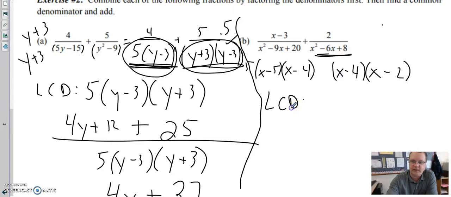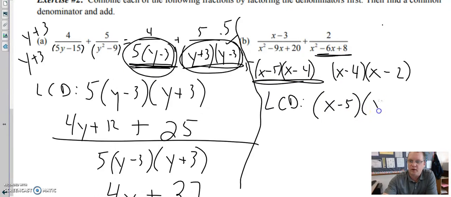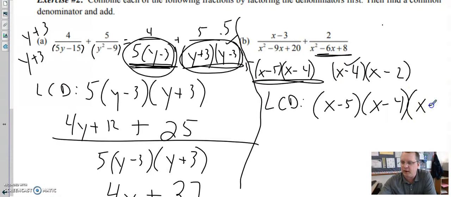So my LCD, I always start by just listing what's in the first one. So there's your x minus 5, x minus 4. Okay, you have both of those. And I already have the x minus 4 accounted for, so I have to multiply on the x minus 2. So that is your LCD.